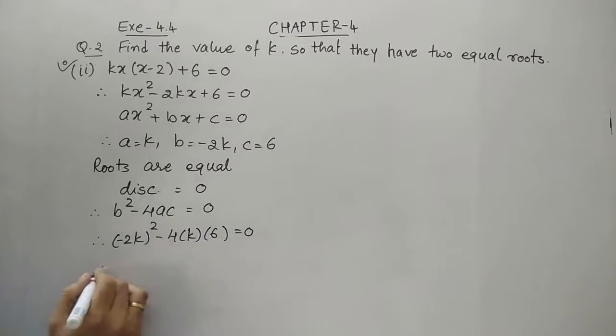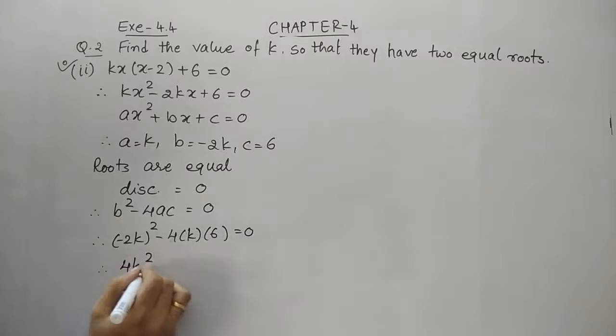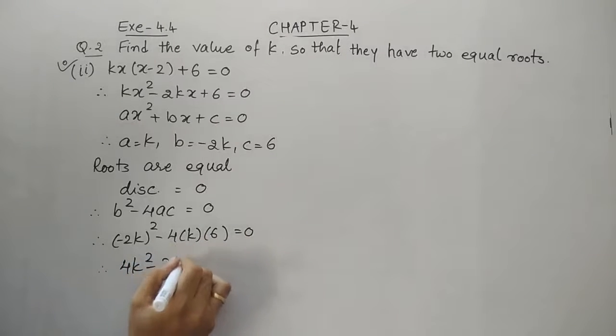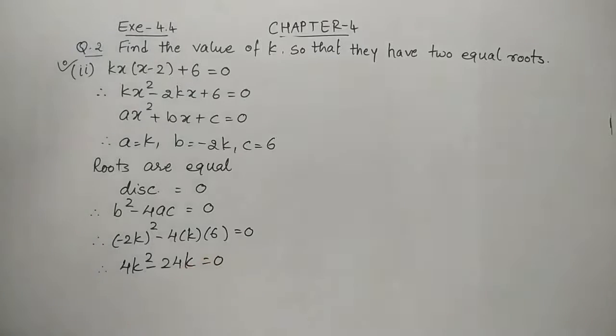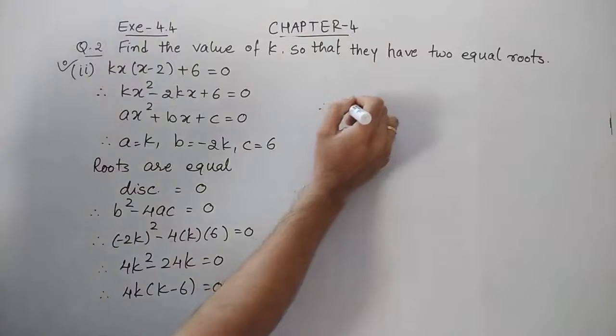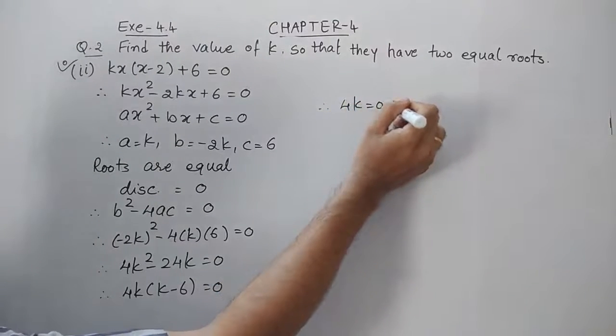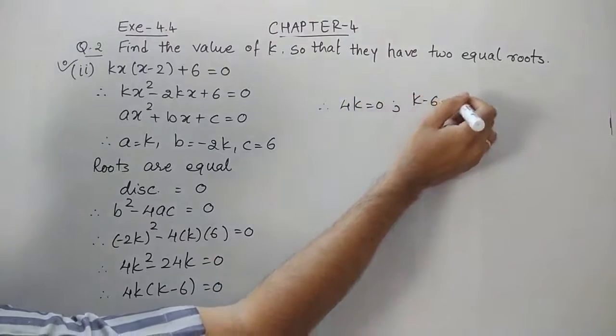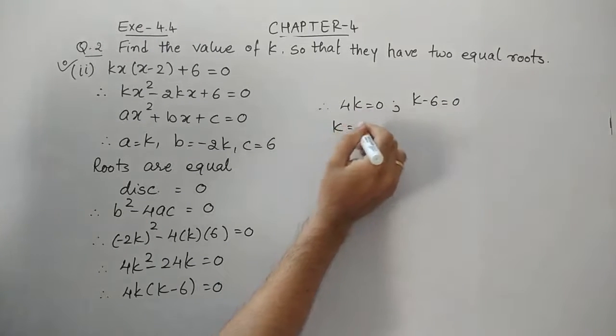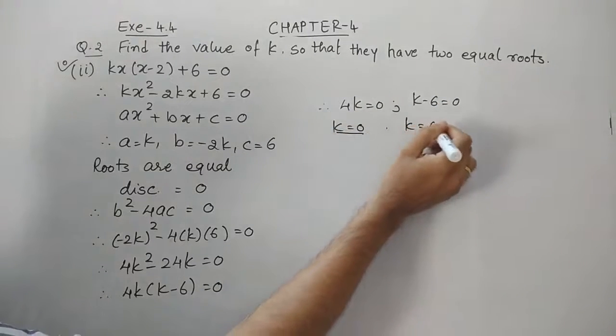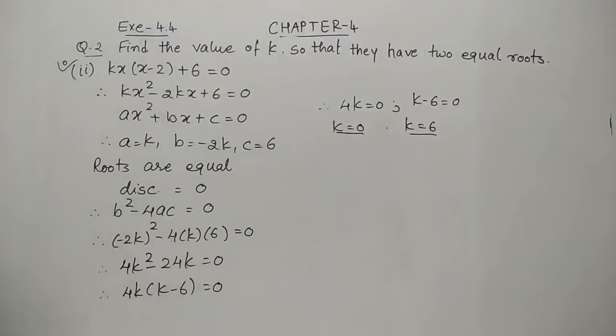Let us simplify. 2 2s are 4k square minus 6 4s are 24k. To get the value of k, we have to find the factors. So we can say 4k is common, so 4k(k minus 6). So there are two possible values of k: one, 4k equals 0, and another, k minus 6 equals 0. So we can say the value of k is 0 or the value of k is 6. So remember students, in this question number 2, the second number is more important.